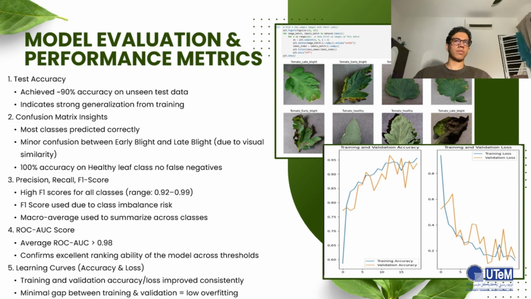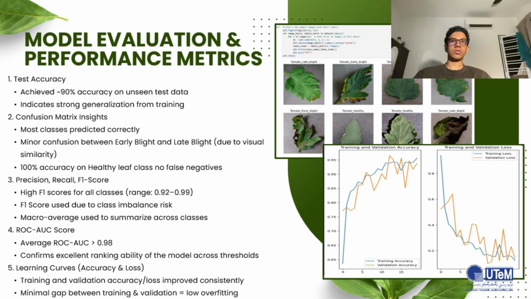So there is a minor confusion between early and late blight, which is expected due to the visual similarity in the leaf symptoms. But the model has achieved 100% accuracy for the healthy class with no false negatives. In terms of precision, recall, and the F1 score, all classes have high scores, mostly between 0.92 and 0.99, which shows reliable classification across all the disease types.